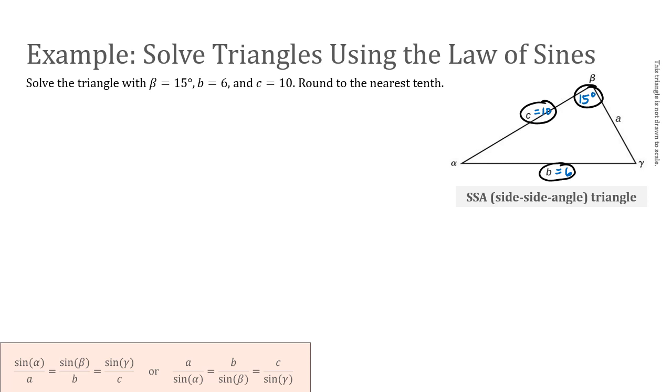So we are in business to use the law of sines. Now in this situation, we are also being given a side length of 10, which is across from angle gamma. So that's where I'm going to begin. And I'm going to write that the sine of gamma over side 10 is equal to my anchor, the sine of 15 degrees over 6.